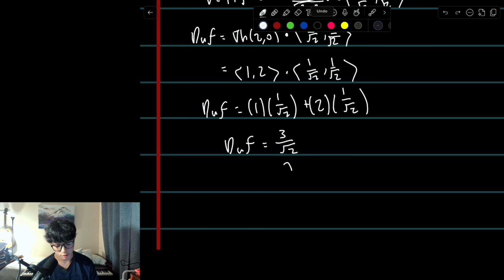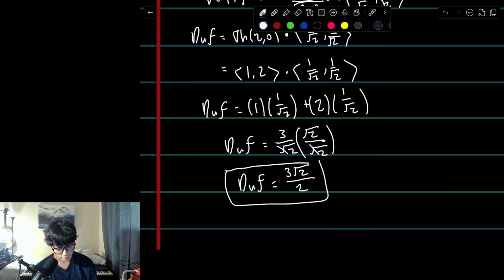which we can simplify even further since we don't want our radical in the denominator. And a quick refresher on how to do that is just multiply the numerator and denominator by the denominator. The reason we do this is because it cancels out the square root in the denominator. So then it becomes 3 times the square root of 2 over just 2. And that is our final answer.